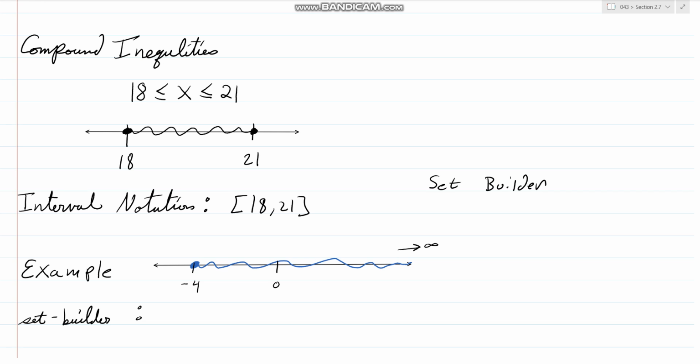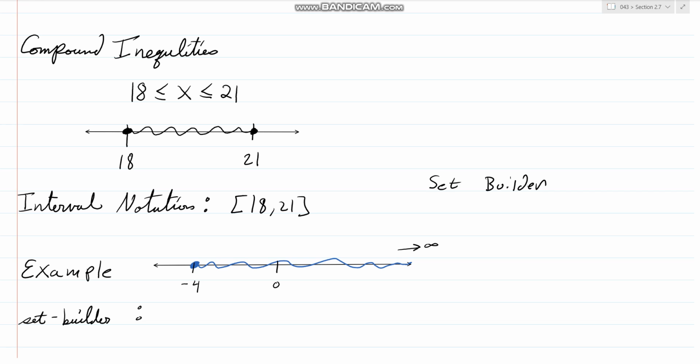I wanted to include 18, so the dot is filled in. I want to include 21, so the dot's filled in. And I want all the numbers in between. In interval notation, I want to include 18, so I have a bracket here. I'm going to 21 and bracket again. So this is 18 to 21, including 18 and 21.